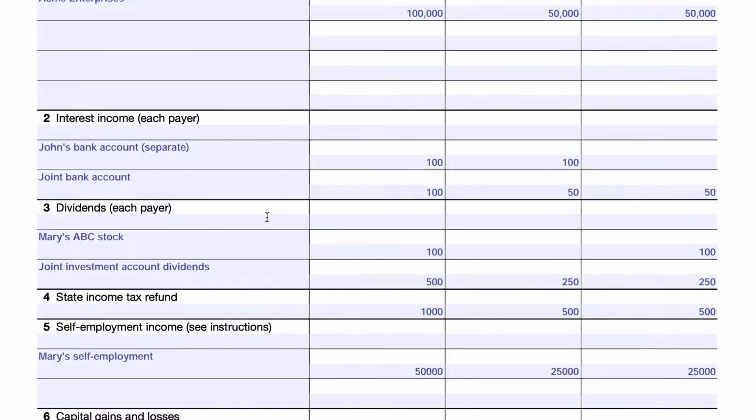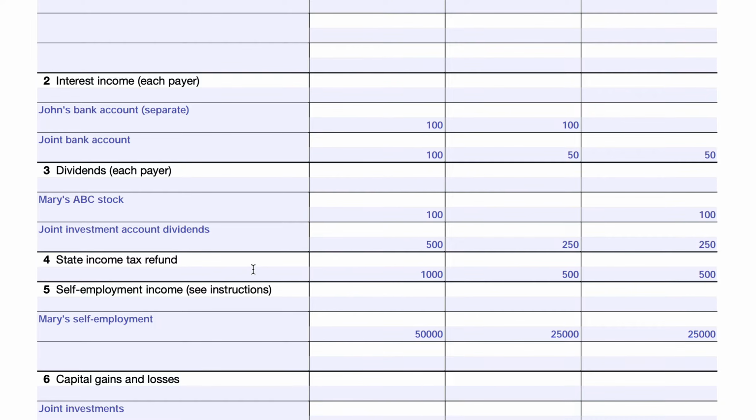Dividends kind of operate the same way. By the way, interest income, you'll see this when it's reported to you on IRS Form 1099-INT. Dividends are reported on Form 1099-DIV. And in this case, Mary received a 1099 for her ABC stock, so that's allocated to her. And then their joint investment account reported dividends, which they split evenly.